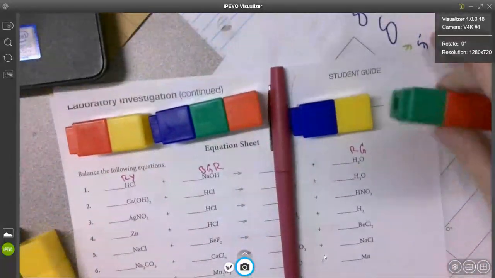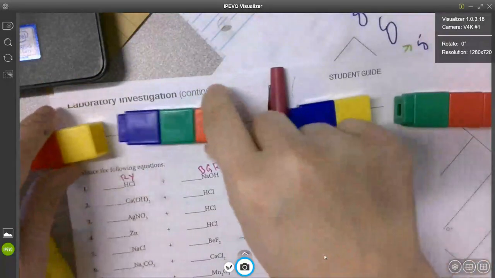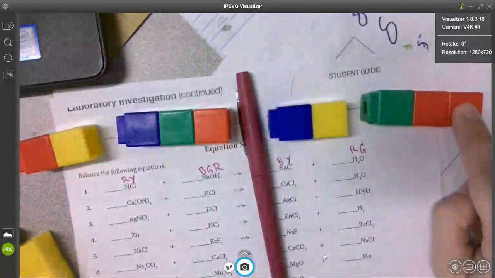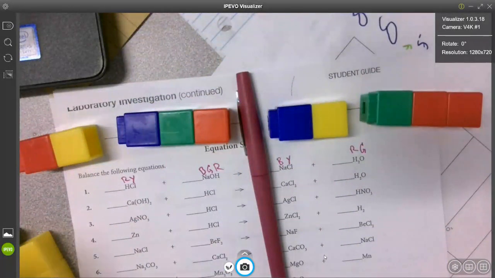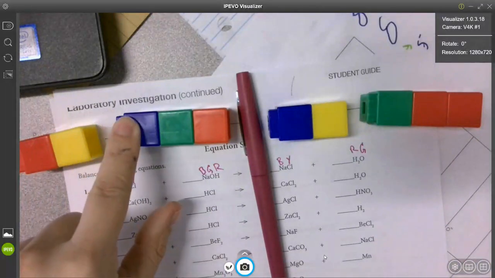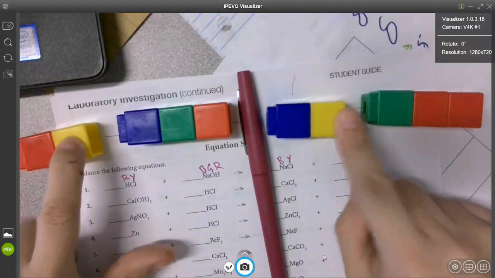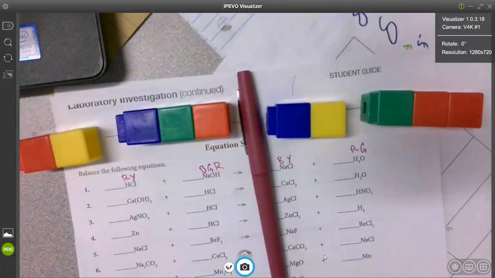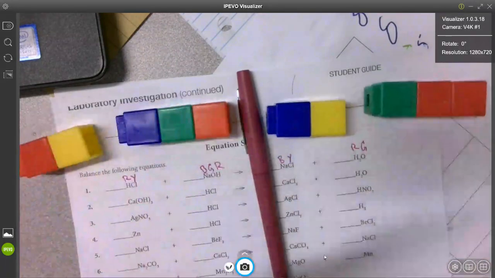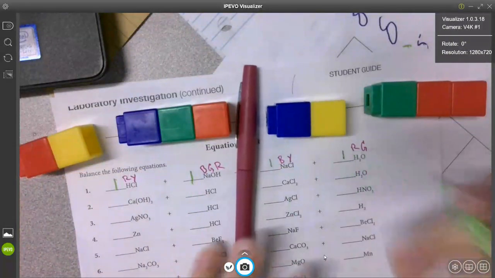So let's go ahead and zoom out a little bit. I have 2 reds on my left side. I have 2 reds on my right side, on my product side. So my reds are actually good to go. 1 blue on my left, 1 blue on my right. Okay, those are good. 1 yellow, 1 green, 1 green. So those actually work out really well. So that means I have only 1 molecule of each. So 1, 1, 1, and 1. That's it.